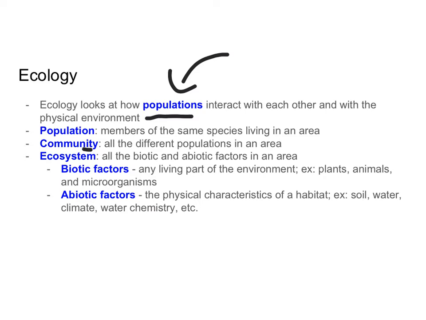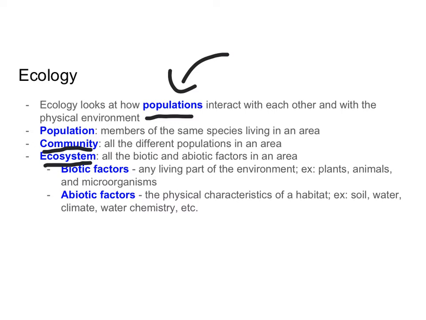Some other relevant vocabulary words that are going to be important for this unit that we've seen before are things like the word community, which, if you remember, is all the different populations that live in an area. And also the word ecosystem, because ecosystem and ecology are really closely related. And remember, we define ecosystem as all the living and non-living things in the area.